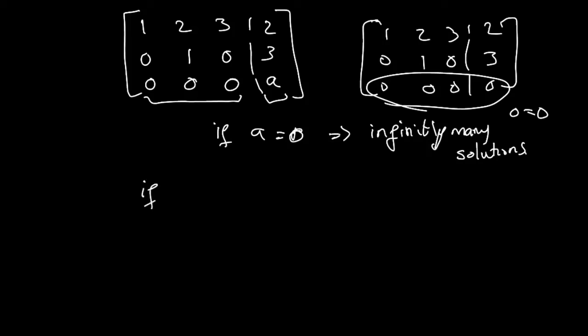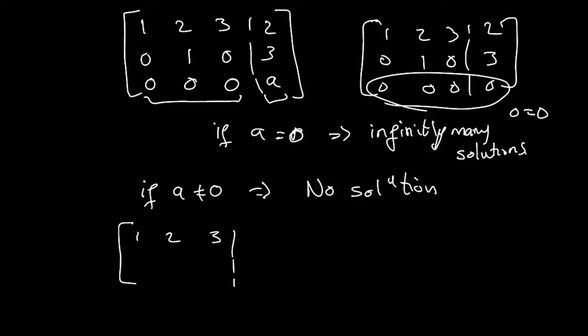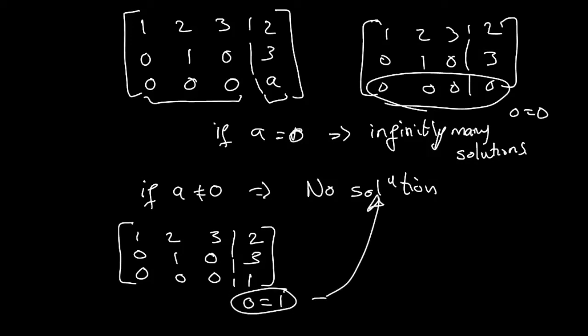Now, if a is not equal to 0, this implies there is no solution. Why? Let's have a look again at the same matrix, and this time I'm going to choose a non-zero value for a. For the sake of argument, let's take 0, 0, and here we'll put a 1. Now, when I back substitute, what is that going to look like? It's going to be 0 equals 1. That, if you remember, is the no solution situation. There is no solution to the system of equations.